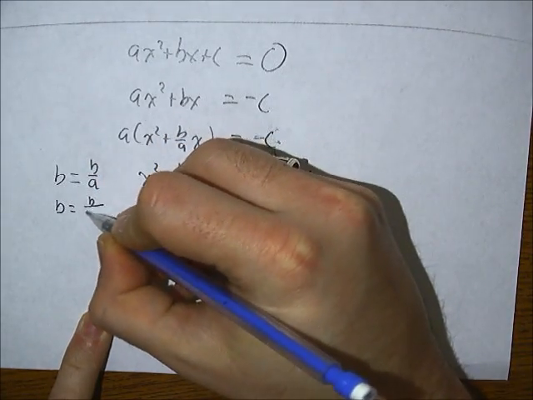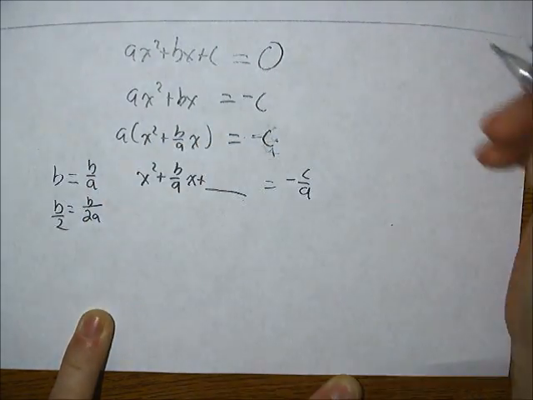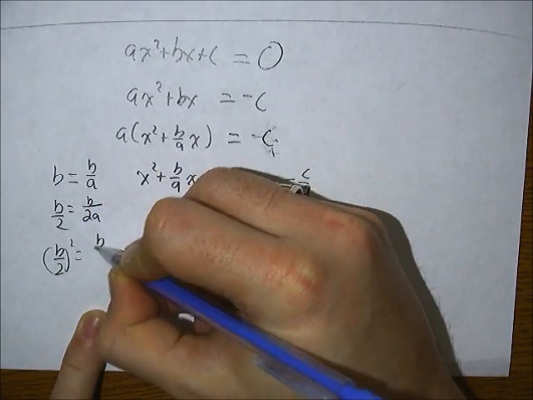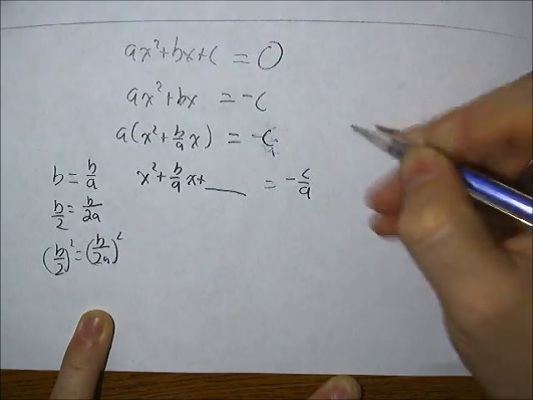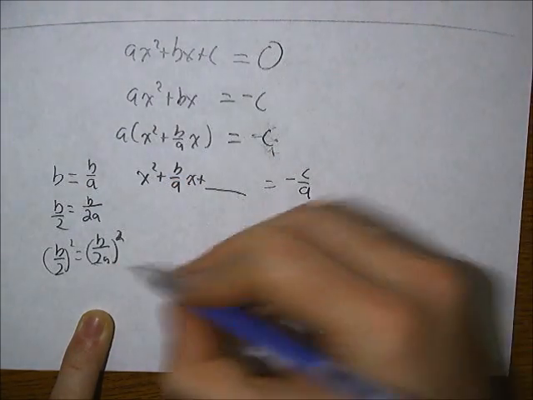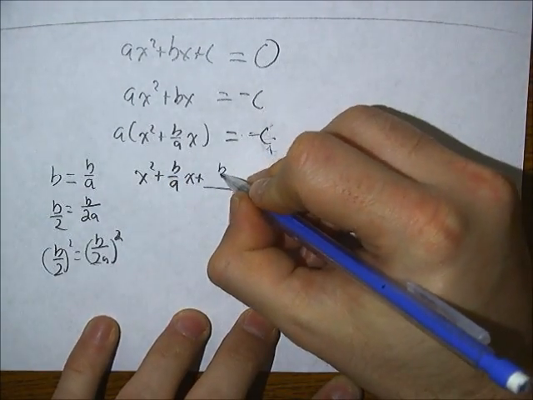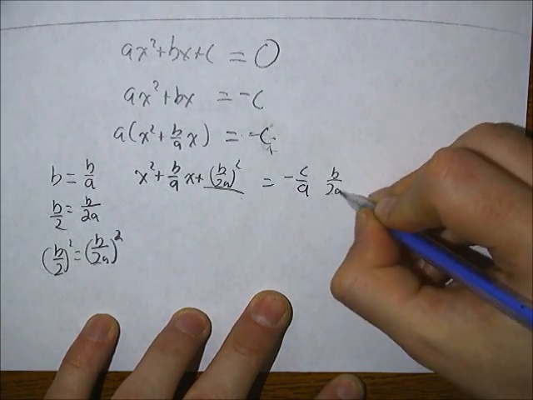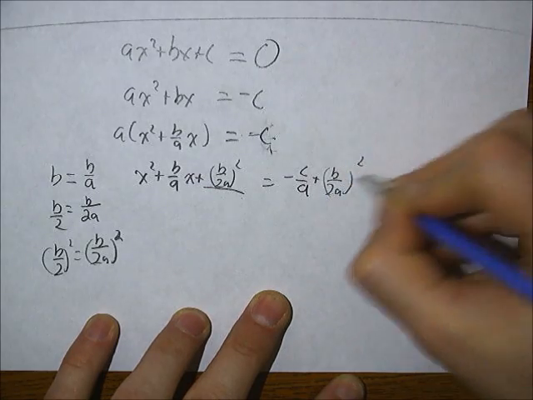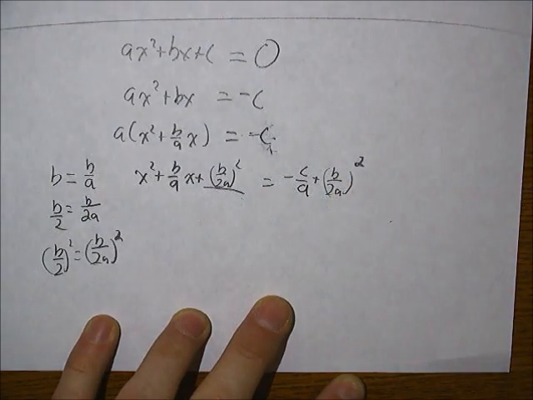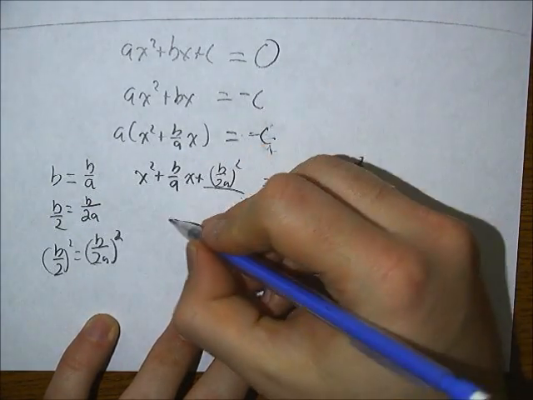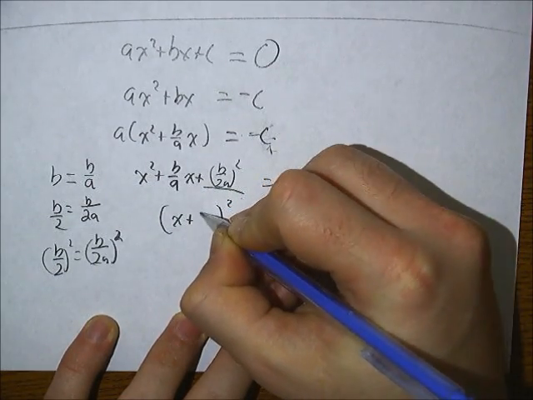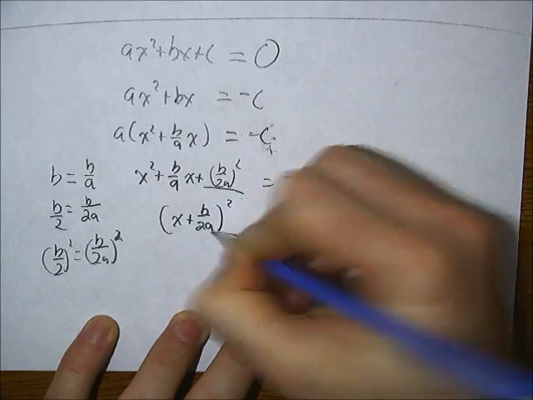I said we would always just multiply the denominator by 2 for the b over 2. And the b over 2 squared is just going to be b over 2a squared. We're going to add that to both sides. Gives me b over 2a squared and b over 2a squared. Now, this side is going to factor to be x plus b over 2a.